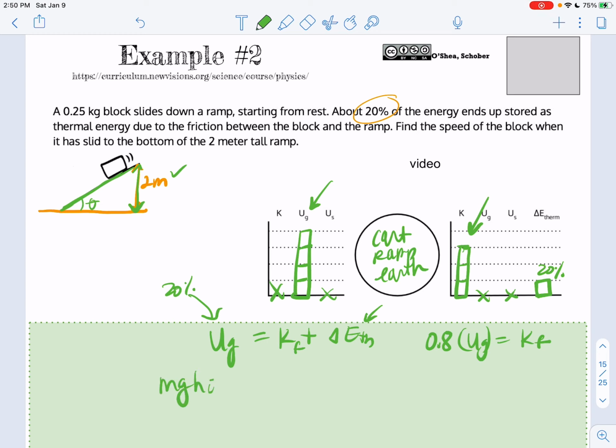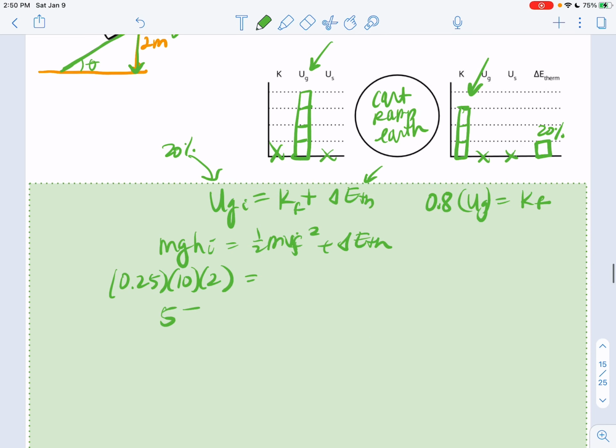I'm going to write my equations. And don't skip this step, because there might be a point on the AP test for writing it. So mgh equals 1/2 mv squared plus the thermal. My mass is 0.25 times 10 times a height of 2, which comes out to be 5 joules. And 20% of 5 is 1, so that's how I'm going to put a 1 right here. 1/2 mv final squared plus 1.